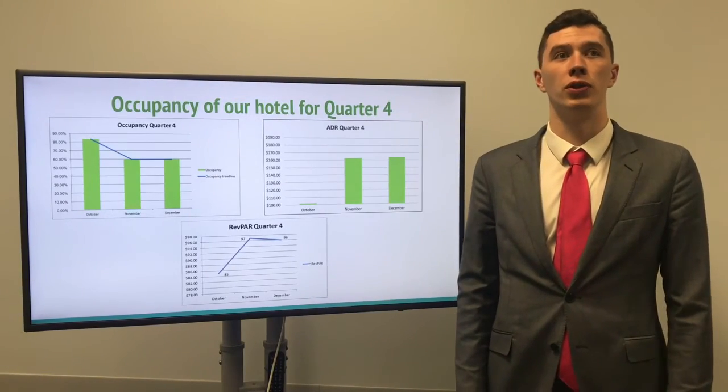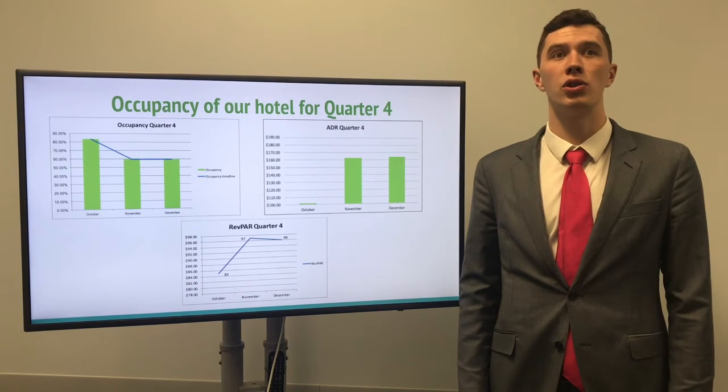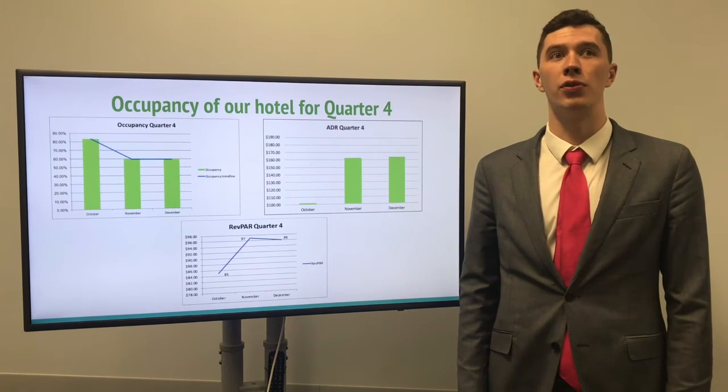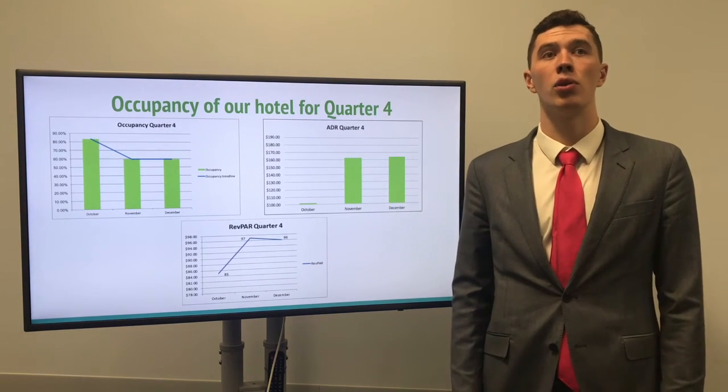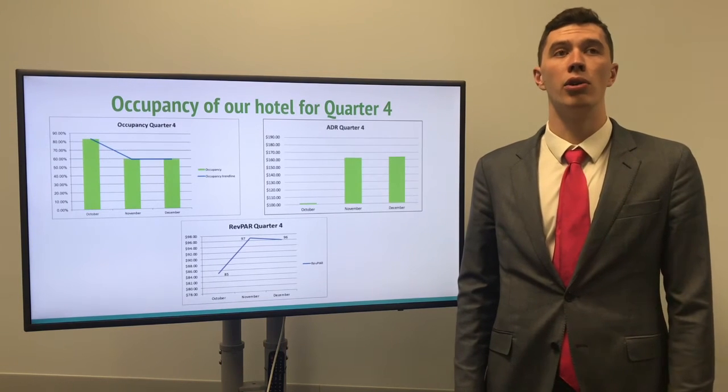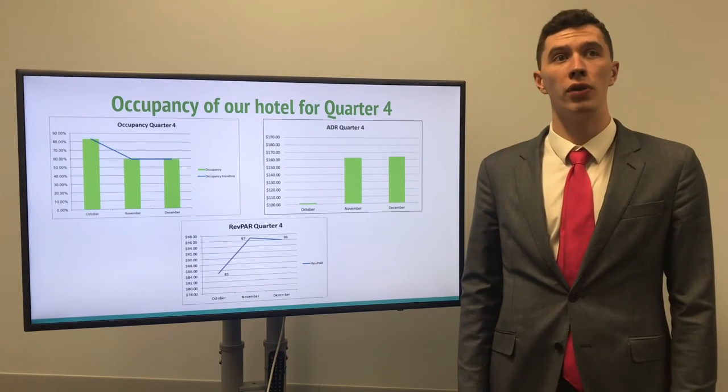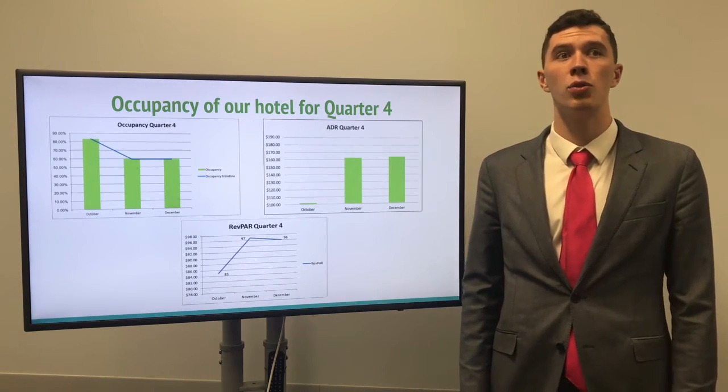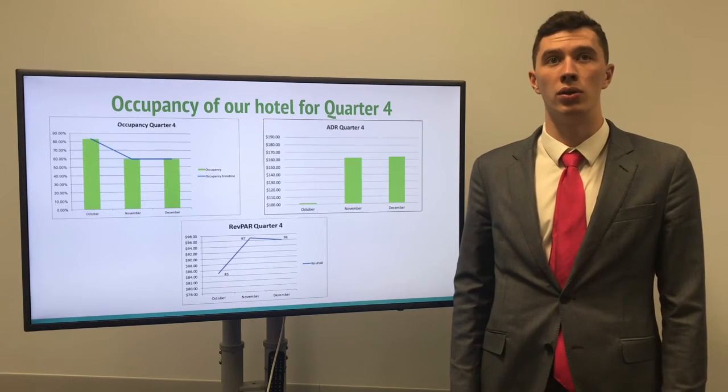Q4 did not start well for us. Due to human error, our input for large groups was $14 instead of $140 in October. This caused high occupancy for really low prices. Our occupancy rose, but our overall ADR decreased, and our large groups ADR dropped to just $21.